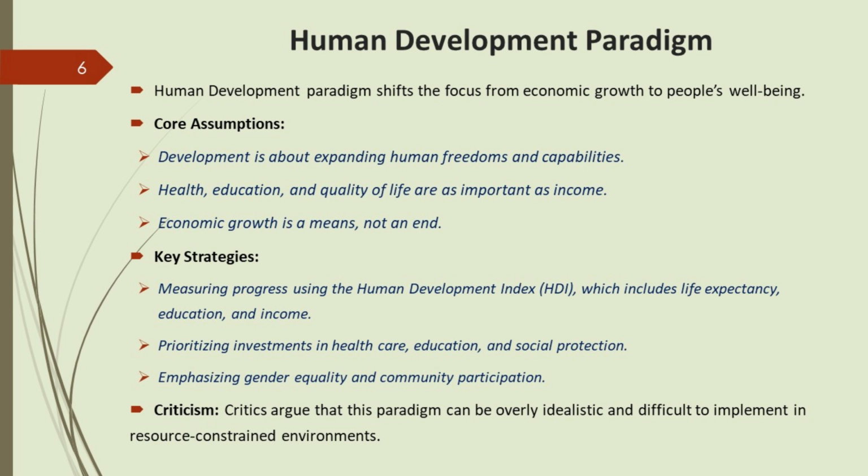Key strategies. Point 1. Measuring progress using the Human Development Index (HDI), which includes life expectancy, education, and income. 2. Prioritizing investments in health care, education, and social protection. 3. Emphasizing gender equality and community participation.